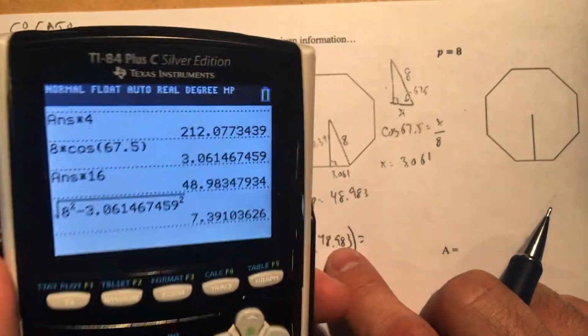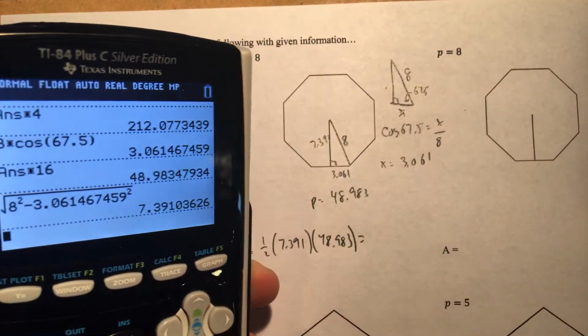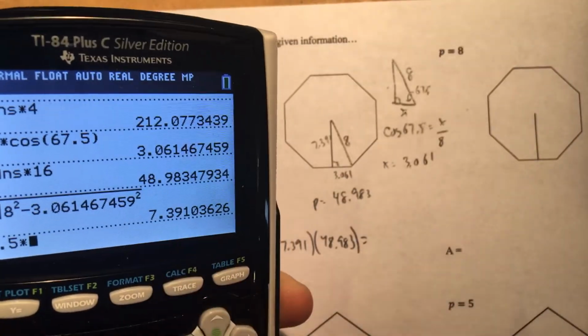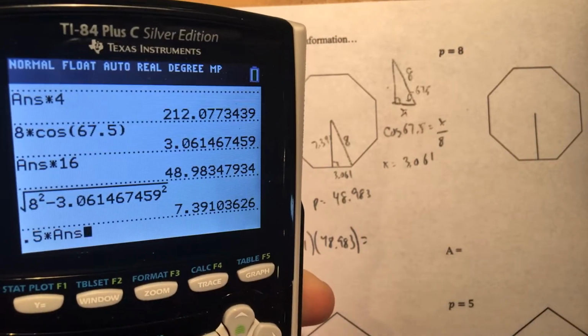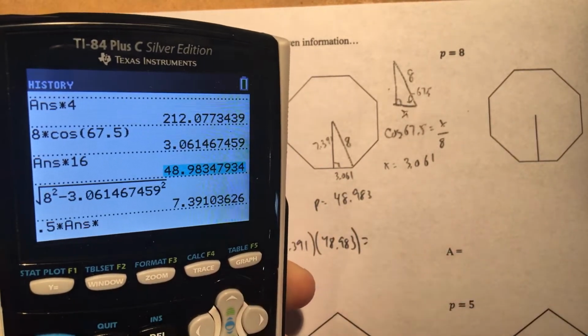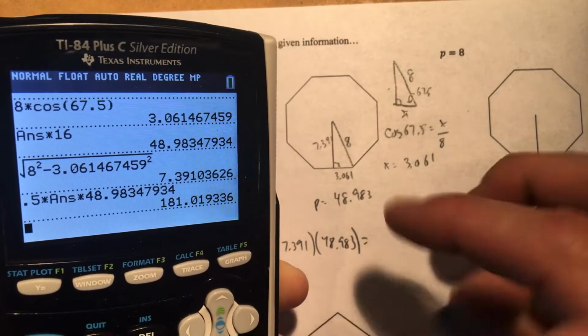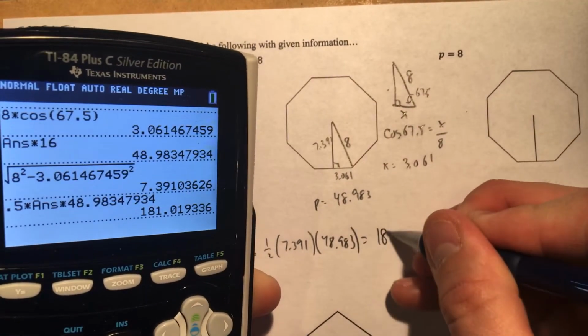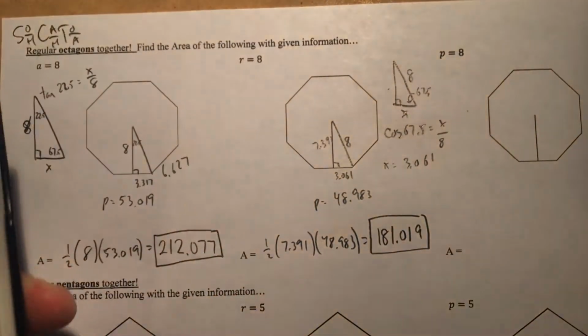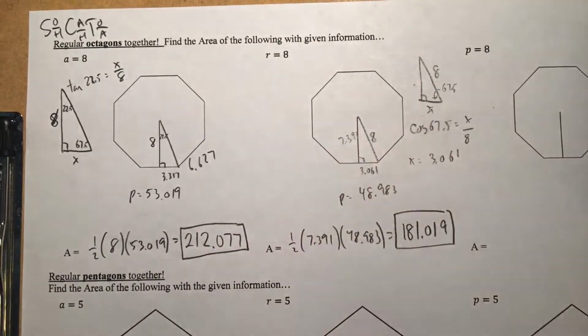going to round. I'm just going to use my calculator and go 1/2 times the apothem, which was the 7.39 number, which is answer, the most recent thing I found, times the perimeter, which is either written down or stored in my calculator, and we get 181.019-ish. Okay, this is good. So we got a couple of these done.